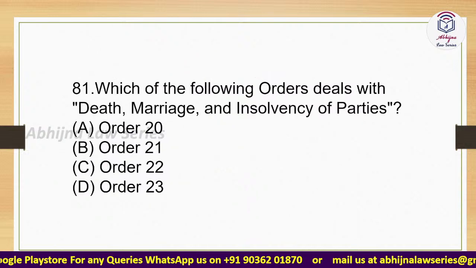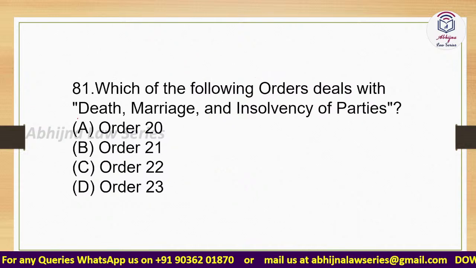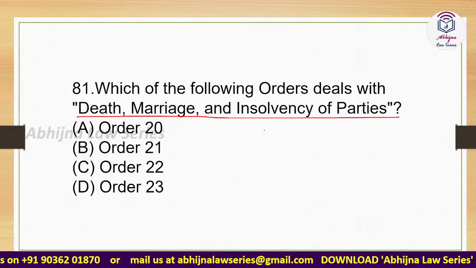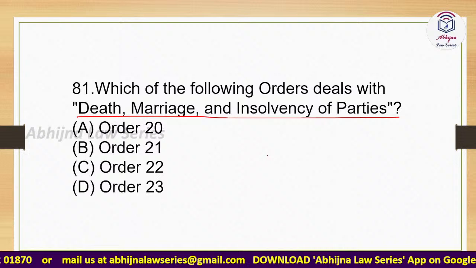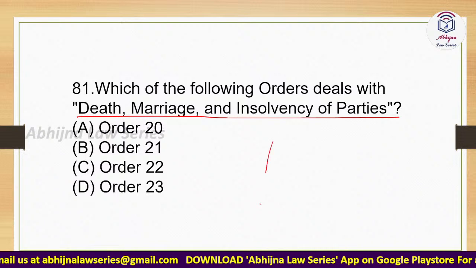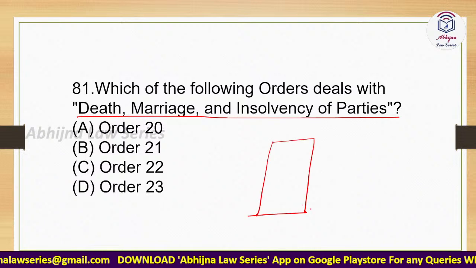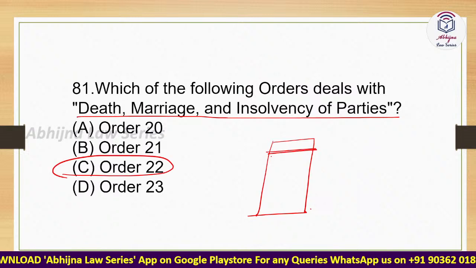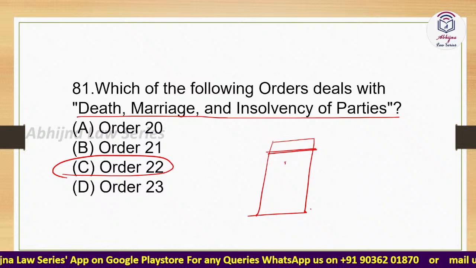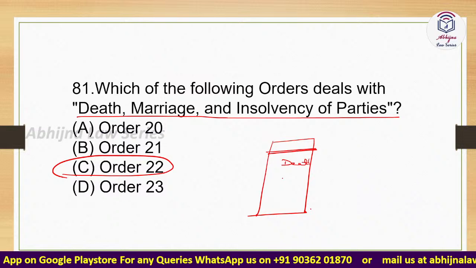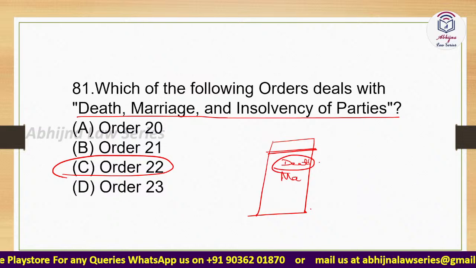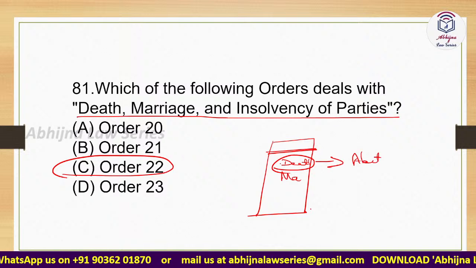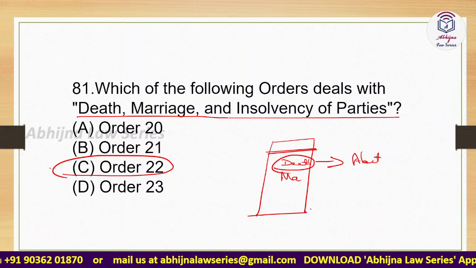Next one, which of the following orders deals with death, marriage and insolvency of the parties? So here we can see that Order 22 deals with death or marriage. Death means when the suit gets abated. In all such cases it can be there. Okay, so C is the answer.